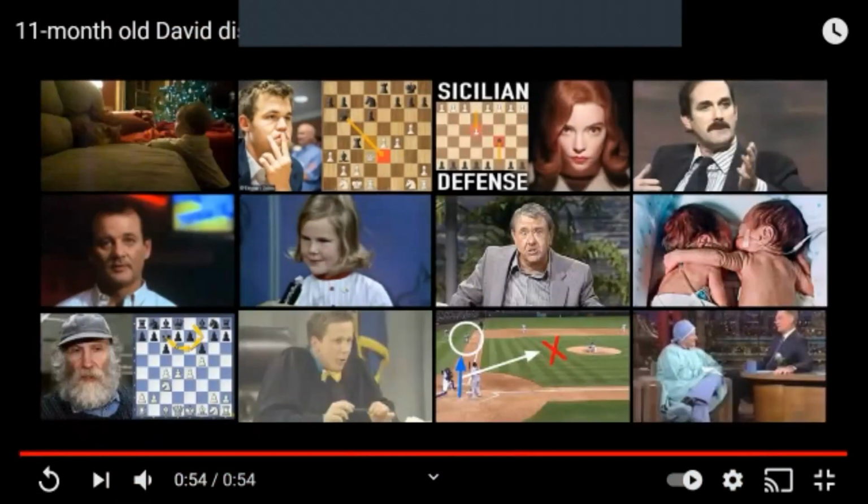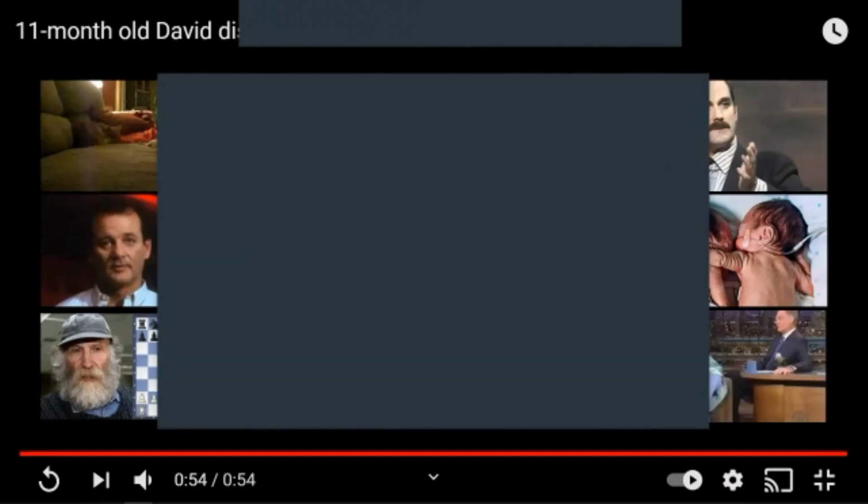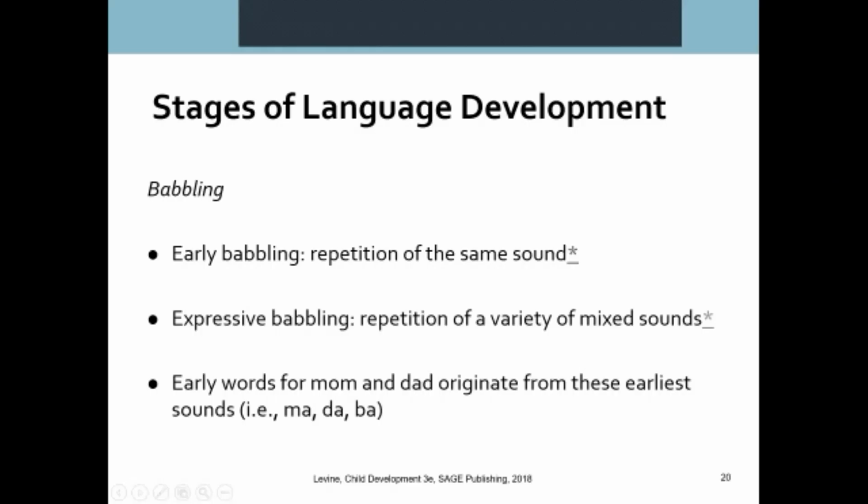Okay, so that is an example of expressive babbling. And you could tell that, what was the name? David, 11-month-old David there. I mean, it sounded like conversation. Blah, blah, blah, blah. It's like he's engaging in conversation.